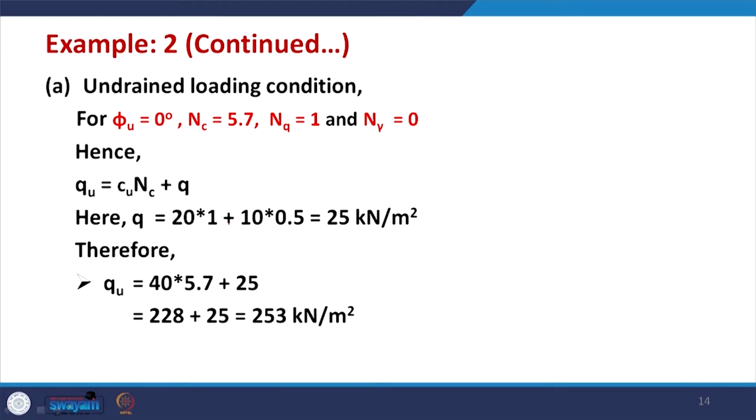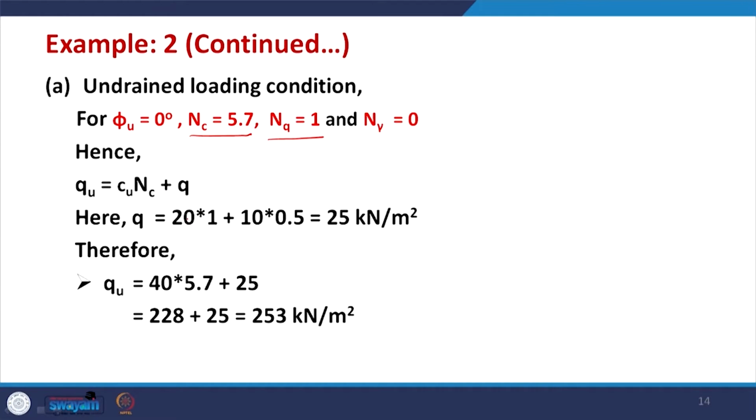For the undrained loading condition, when phi equals 0, you have Terzaghi's theory. You know that Nc is equal to 5.7, while Nq is 1 and N gamma is 0. So the ultimate bearing capacity qu is cu Nc plus q. Here cu is given as 20, Nc is as given, and let us first find what q is.